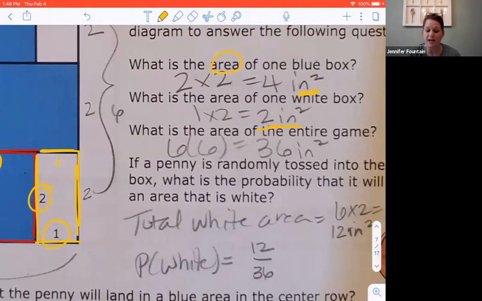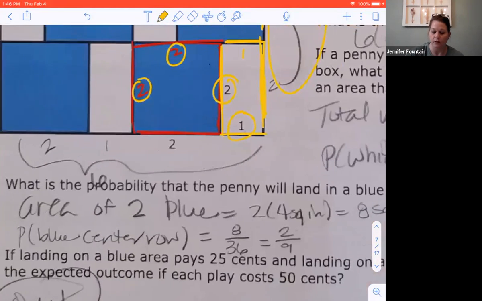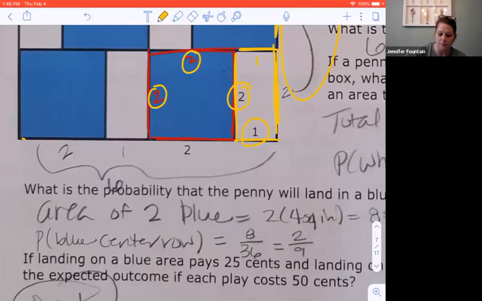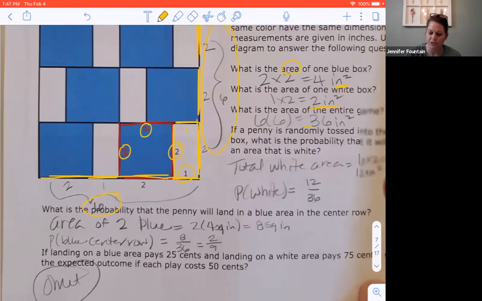So now it says, what is the area of the entire game? What I've got to do is I know that this side is 2, this one is 2, and this one is 2. So my whole entire side is 6 across the bottom here. I've got 2 and 1 is 3. 3 and 2 is 5. 5 and 1 again is 6. So my area is going to be 6 times 6, which is 36 inches squared.